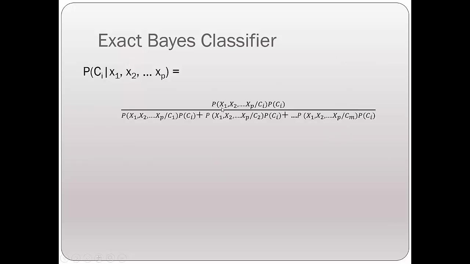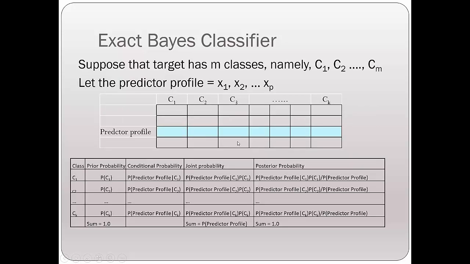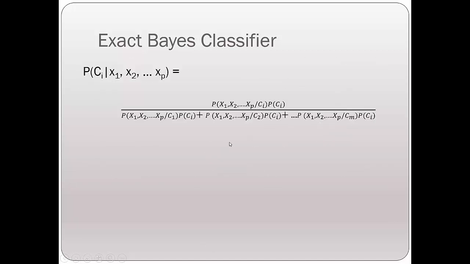So this is the formula where you get the predictor profile. Given the class times the marginal probability, this is the joint probability of one rectangle, divided by the sum of all the rectangles, the sum of all these joint probabilities. One joint probability divided by the sum of all probabilities. So that's what the exact Bayes classifier is. Once you have the probability, if the probability exceeds your threshold, then you will classify the predictor profile as belonging to that particular class.